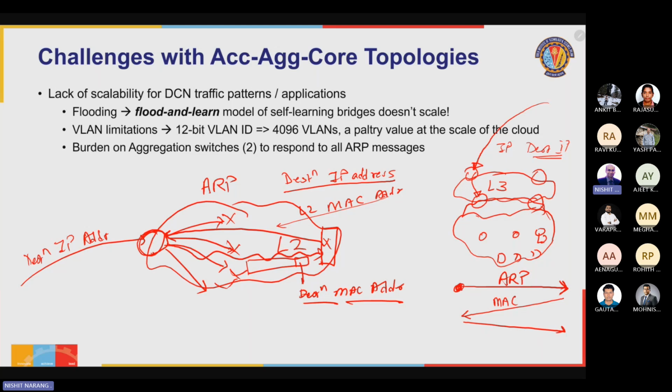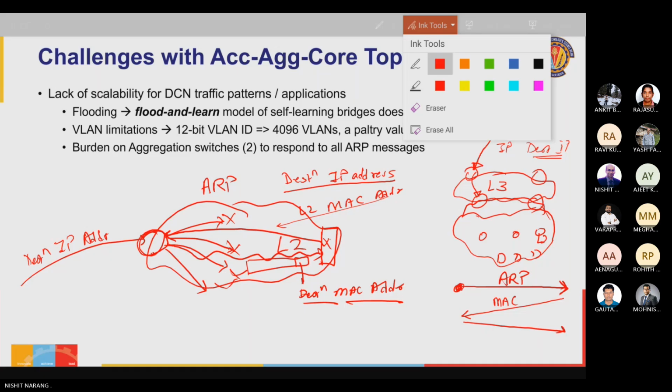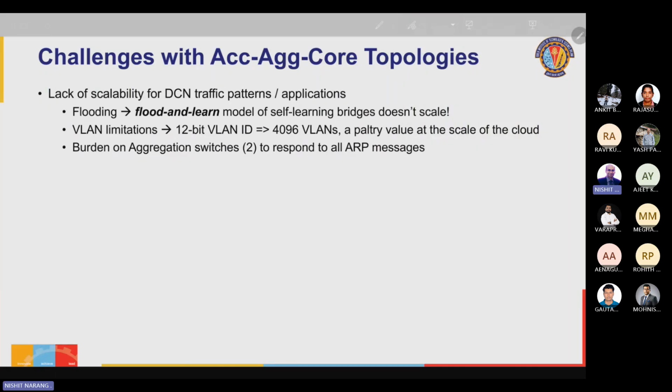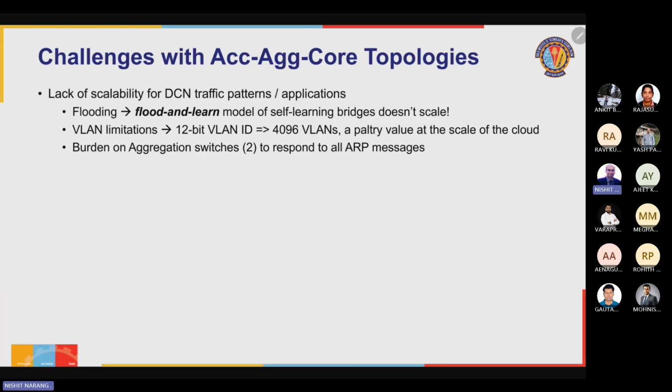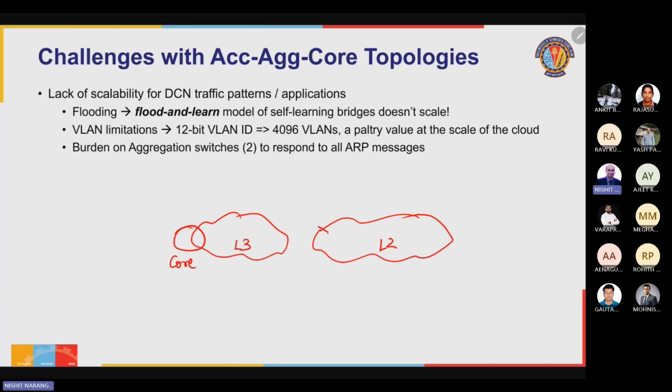Okay. Now, in the access aggregation core topology, with the core switch, the core router, what do we have? We have now two networks as part of the local area network. One is layer 2 switched, the other is layer 3 routed. This is the core router. This is the aggregation switch, which is actually a switch cum router. And then you have access switches inside and the final servers.